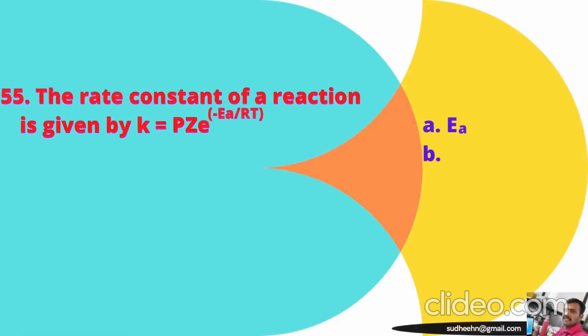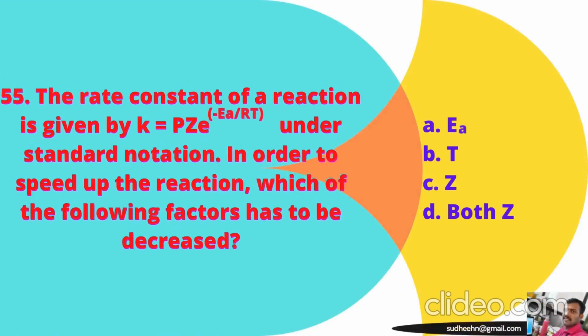Question number 55. The rate constant of a reaction is given by k is equal to P into Z into e raised to minus Ea divided by RT under standard notation. In order to speed up the reaction, which of the following factors has to be decreased? Option A, Ea; option B, T, temperature; option C, Z; and option D, both Z and T.